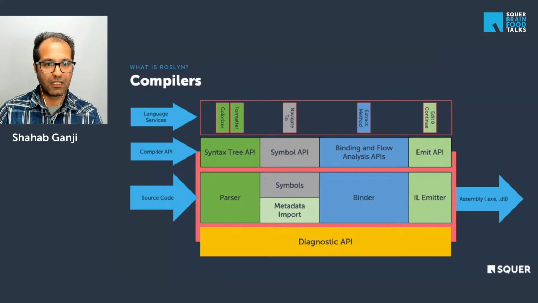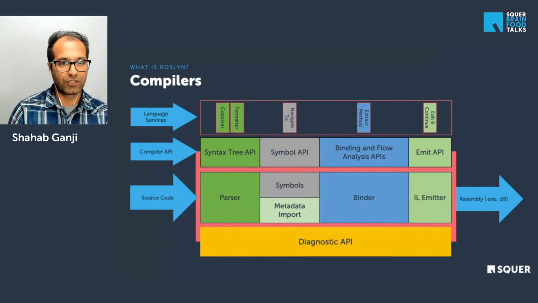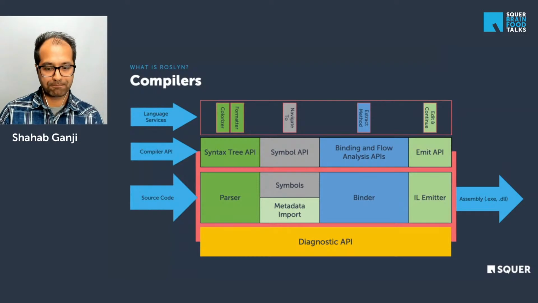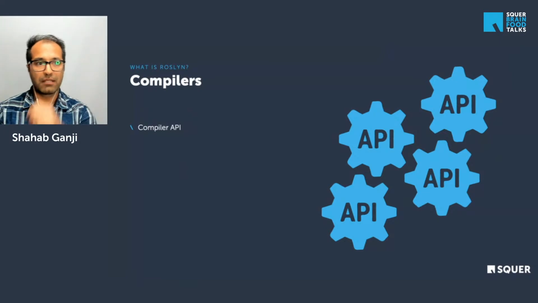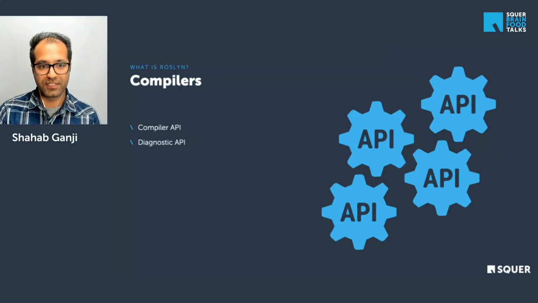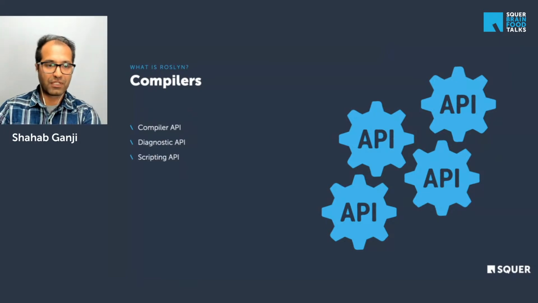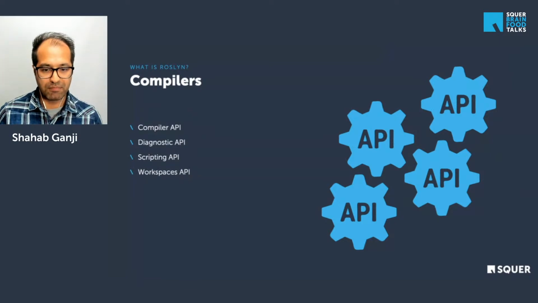So these two APIs work hand in hand: the compiler API, which is those four APIs together, and the diagnostic API, and we are going to use these APIs. So far, we talked about the compiler API in Roslyn and the diagnostic API, and alongside those we also have a scripting API and a workspaces API.